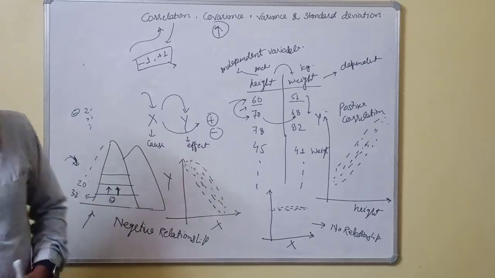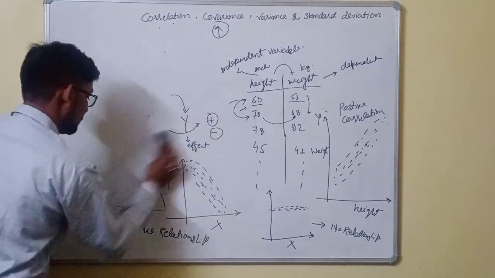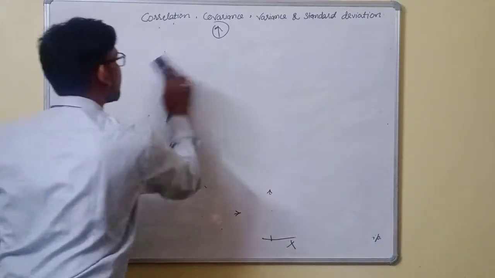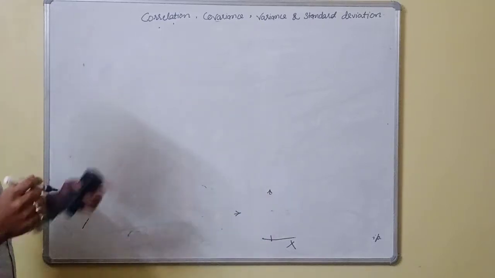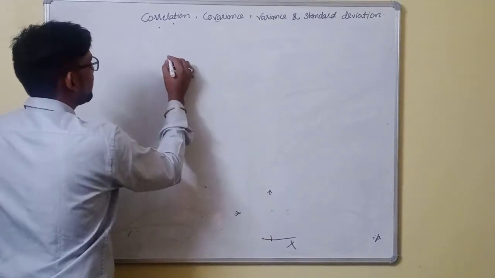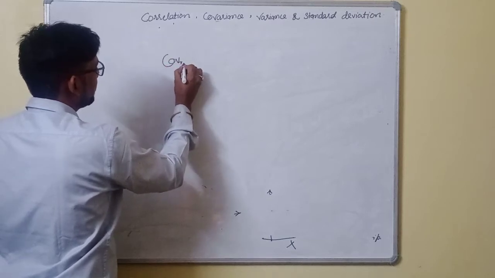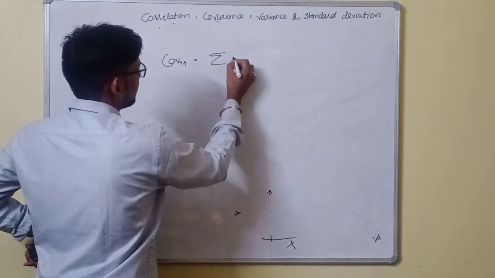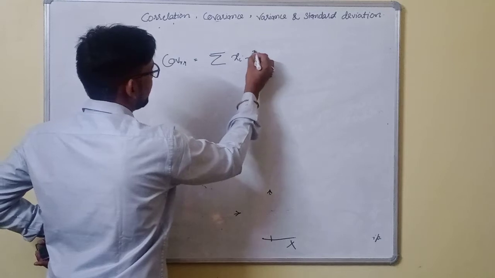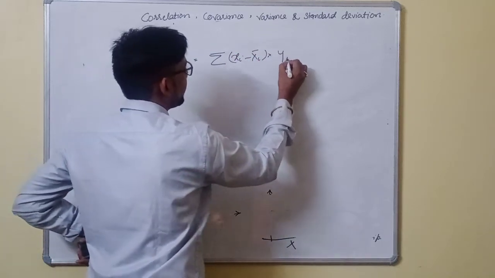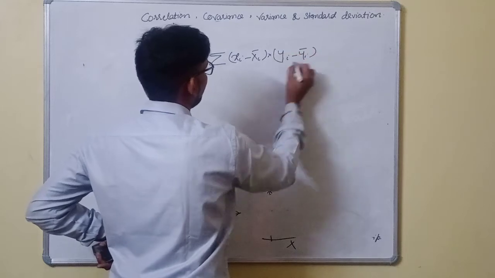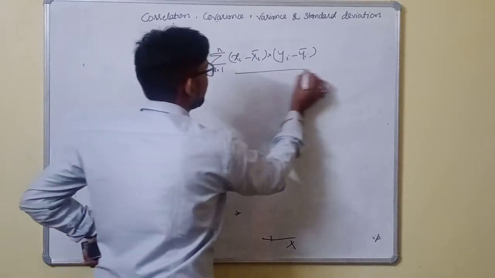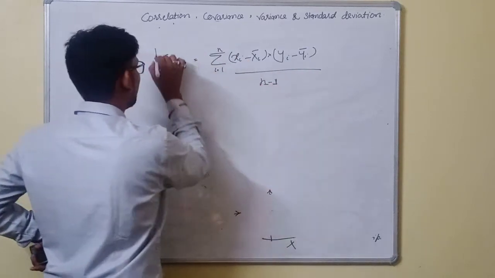Now, what is the formula for measuring covariance? So we have a covariance formula: Cov(x, y) is equal to the summation of (xi minus x bar) into (yi minus y bar), where the summation goes from i equals 1 to n, divided by n minus 1, right?